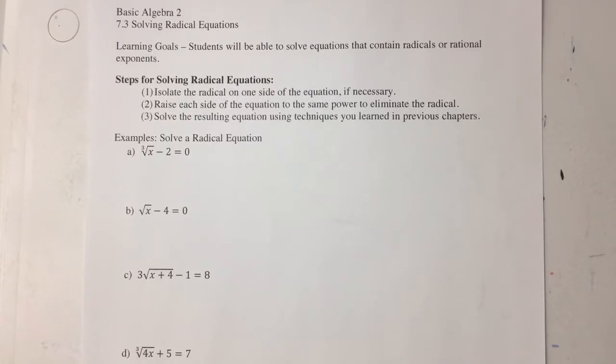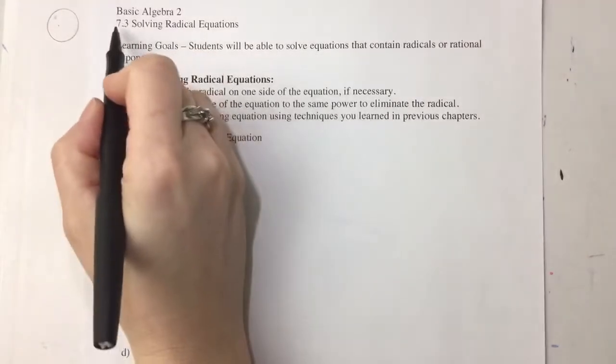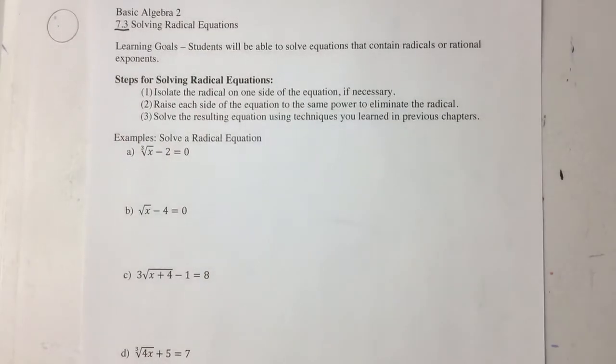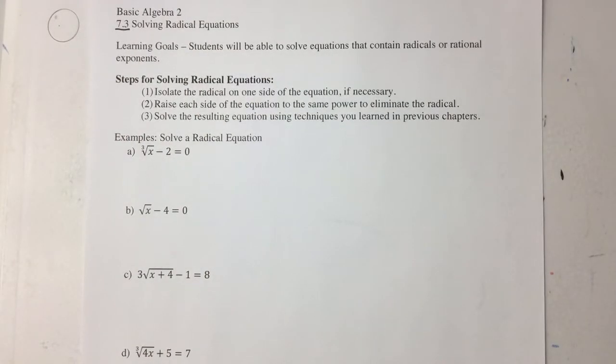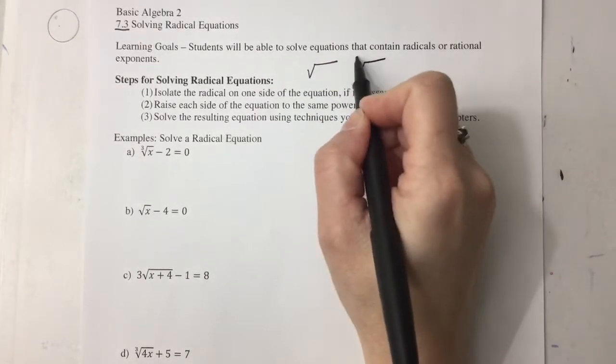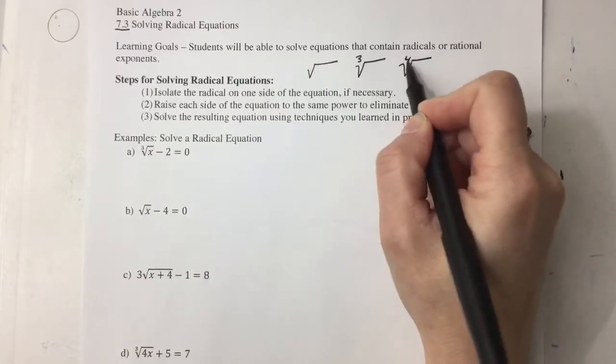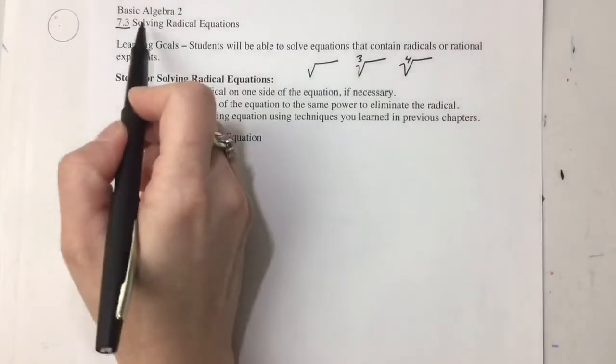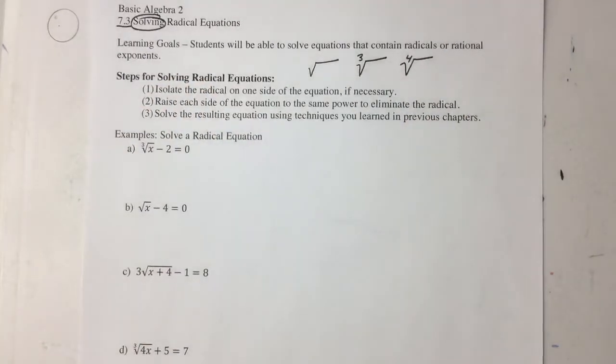Hey kiddos, today we are going to look at section 7.3 and what we're going to do is solve some radical equations. Hope you're ready for some fun. Remember radical symbols? We can have square roots, cubic roots, fourth roots, and if you are asked to solve something, what that means is you want to isolate the variable. So you want it to be x equals or m equals, whatever your variable has to be.